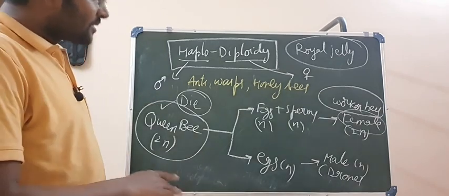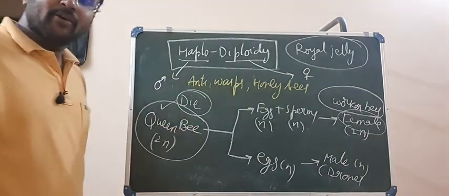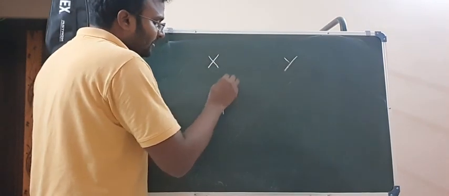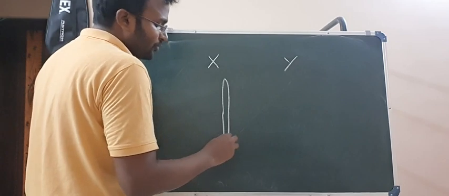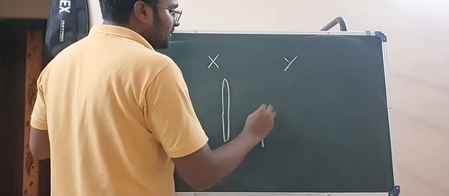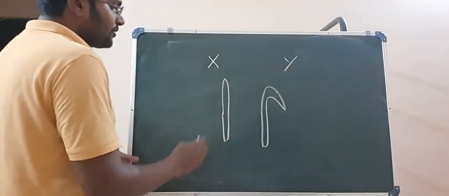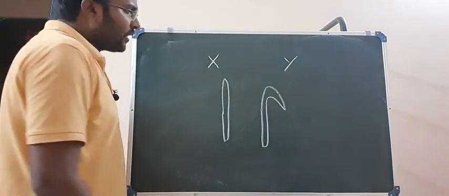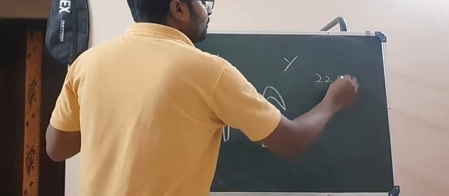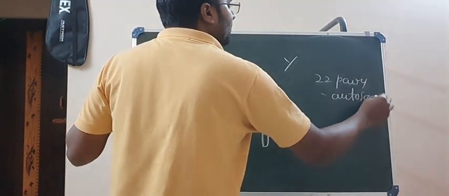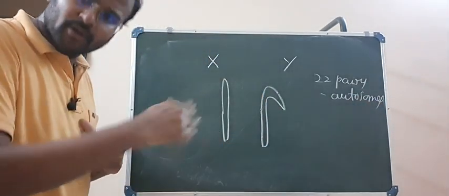Okay, so next, going to the X and Y chromosomes, let us have a look. Children, there are two types of chromosomes in human beings: one is the X chromosome, the other one is the Y chromosome. All the chromosomes, if you take, the rest of the 22 pairs are autosomes. All these autosomes are homologous to each other.